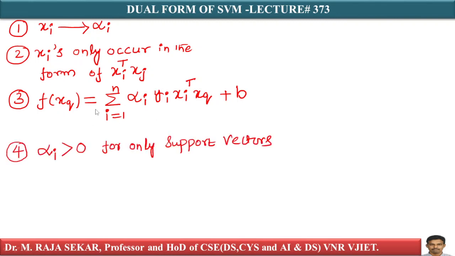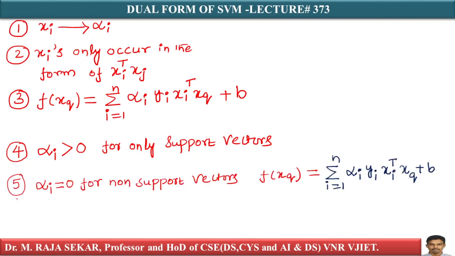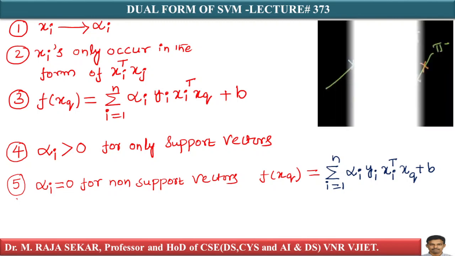And what is the point? Alpha i is greater than 0 for only support vectors. Alpha i equals 0 for non-support vectors, isn't it? What is my f of xq? f of xq equals sigma i equals 1 to n alpha i yi xi transpose xq plus b, isn't it? This is important.